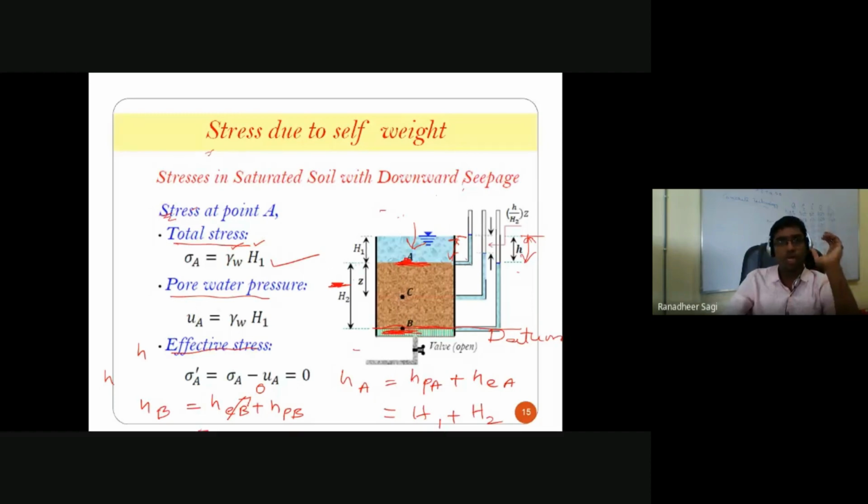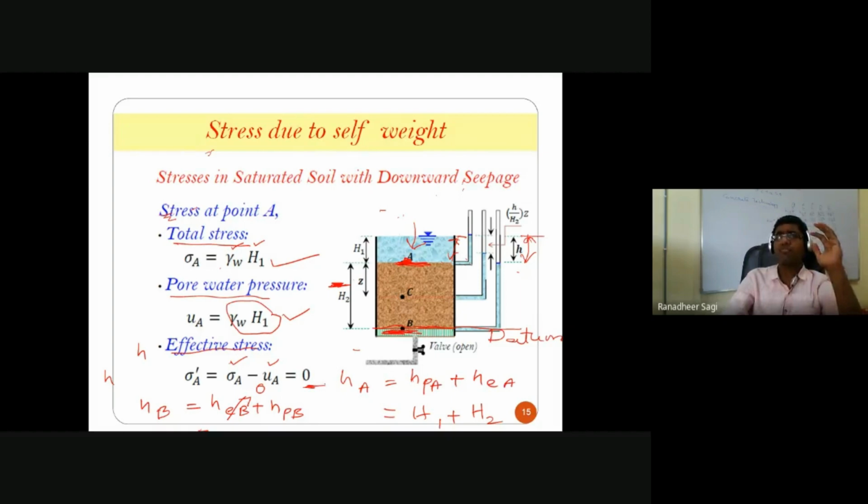Okay, so my unit weight of water is gamma W and the pressure head is H1. So automatically my pore water pressure corresponding to point A is nothing but gamma W into H1. Once we get the total stress at point A and the pore water pressure at point A, the effective stress is the difference between total stress and pore water pressure, which is gamma W into H1 minus gamma W into H1. That gives you an effective stress at point A equal to 0.